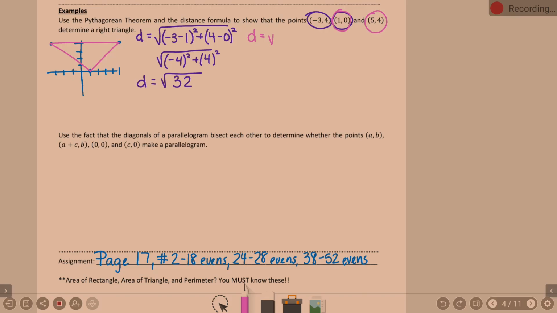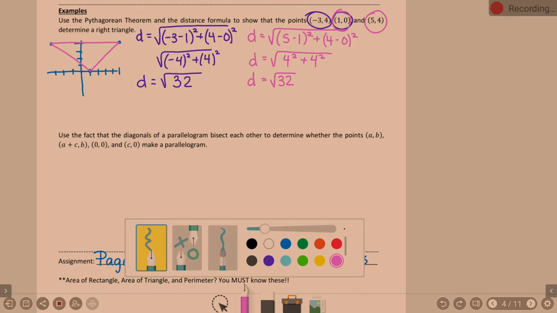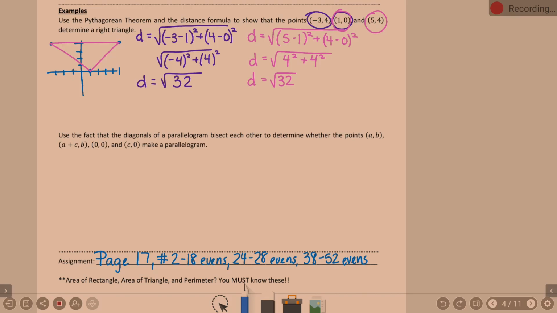The square root of x minus x. And it doesn't matter which order you do this in, right? So x minus x. I'm going to say 5 minus 1, quantity squared, plus y minus y, 4 minus 0, quantity squared. So square root of 4 squared plus 4 squared. Math seems familiar. 16 and 16 is square root of 32. They're not all going to be that. Okay.